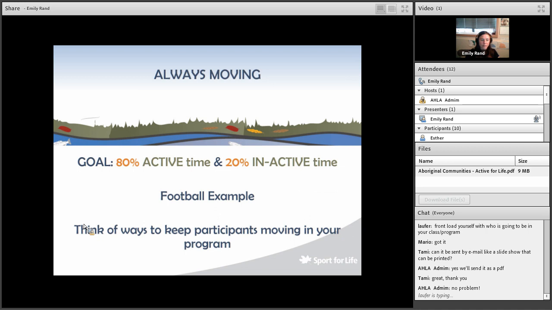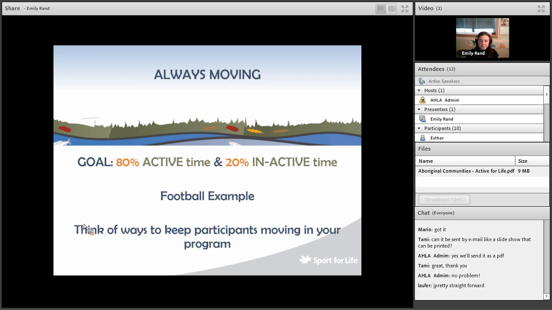Okay, so the next one that we're going to look at is always moving. So ideally within our programs, the goal there is to have participants moving 80% of the time and more inactive 20% of the time. So, if you had a 60-minute program, that would be 40 minutes of moving and 20 minutes of standing around. So that might be while you're saying instructions, or maybe while they're getting water, those things. But ideally, keeping participants moving as much as possible.